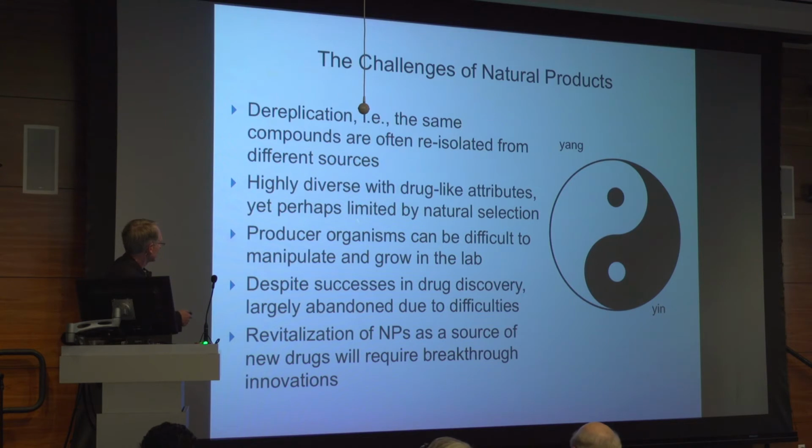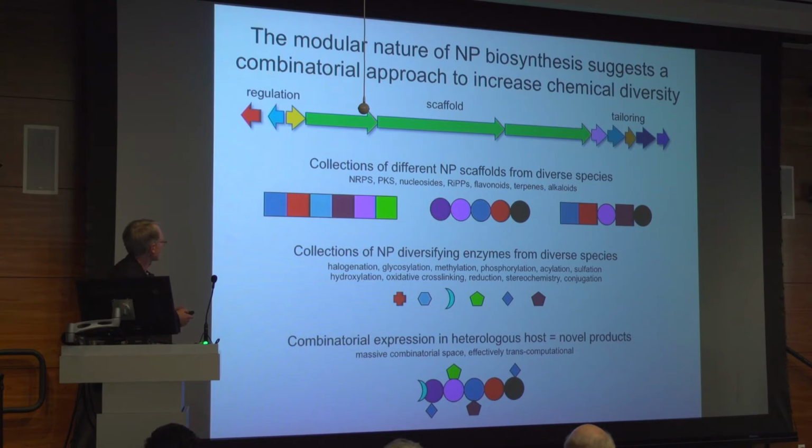It may be that natural selection has been limited in how much of this space it can explore. The producer organisms can be hard to grow, and so all of this has led to this approach being abandoned, I think rightly so, in favor of more interesting chemical synthetic approaches over the last 3 or 4 decades.